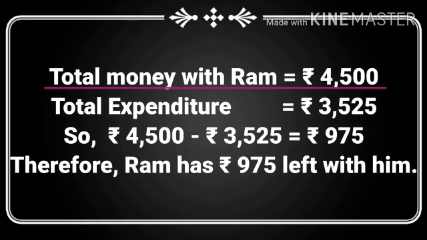Total money with Ram was rupees 4500. His total expenditure was rupees 3525. So rupees 4500 minus rupees 3525 is equal to rupees 975. Therefore, Ram has rupees 975 left with him. Students, hope you have understood this chapter of coins and notes.